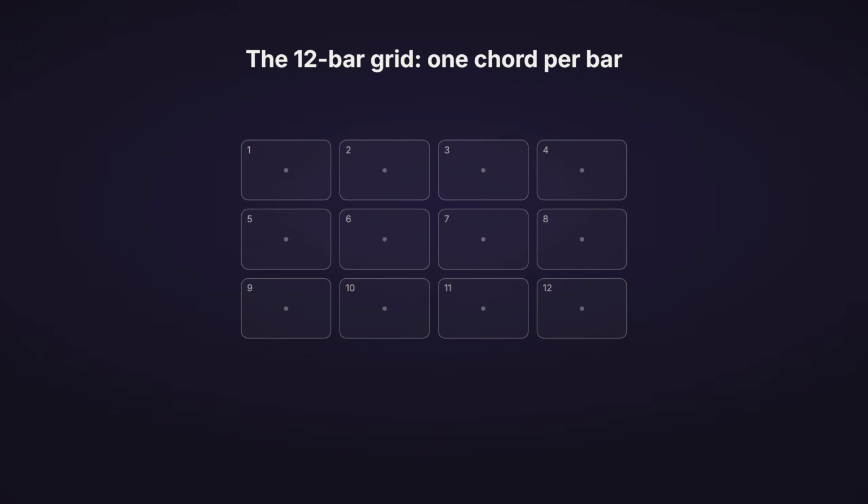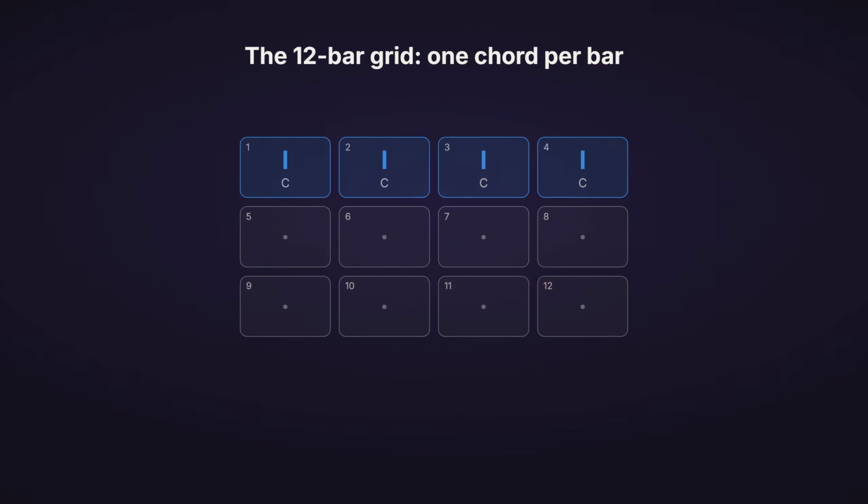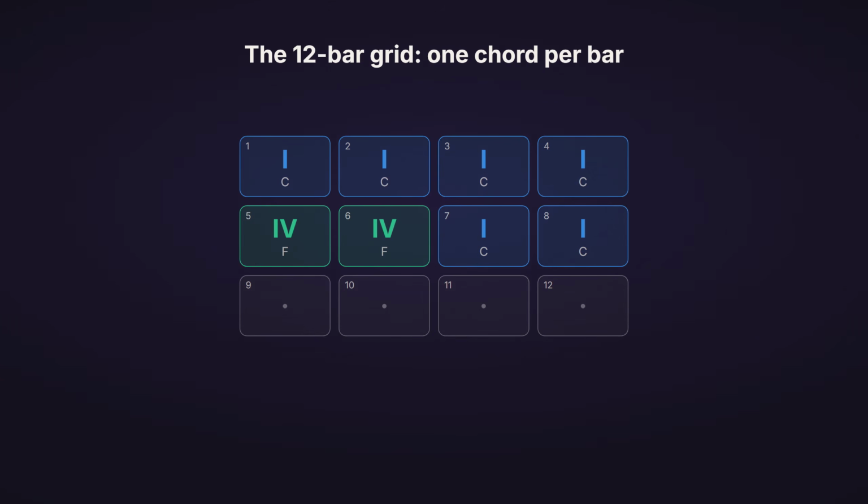Now we lay those 3 chords out in time. The classic blues is 12 bars long, 1 trip around before it repeats, and each bar gets 1 chord. Picture 12 cells in a row. The first 4 bars sit on the 1 chord, our home chord, C, four full bars of home, settling you in. Then 2 bars of the 4 chord, F, lifting the sound. Then back to 2 bars of the 1 chord, C, returning home.